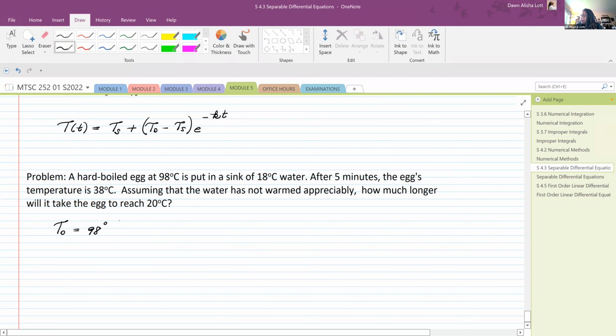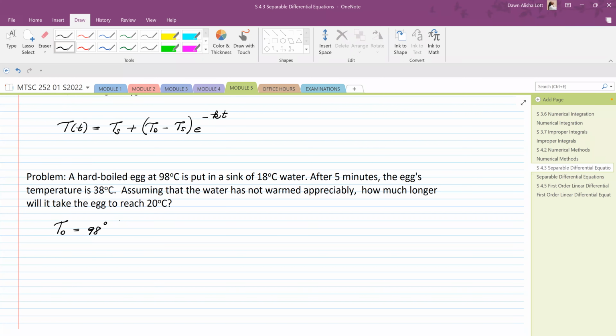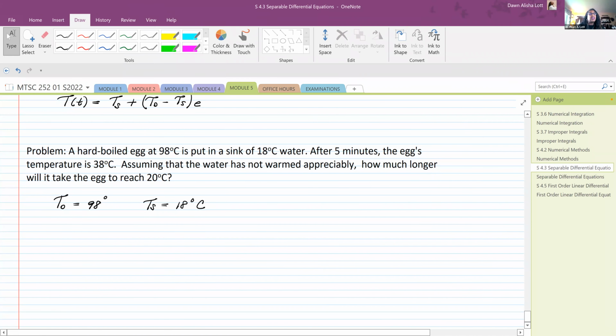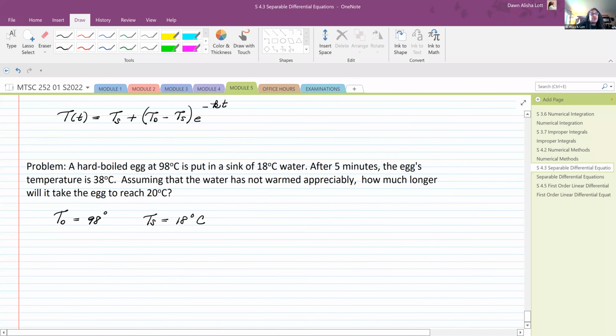Okay. And it's put in a sink of 18-degree water. What is that? TS. That's the temperature of the surrounding medium. The water is 18 degrees Celsius. Okay, so it says after 5 minutes, the egg's temperature is 38 degrees. So that says T at 5 is equal to 38.